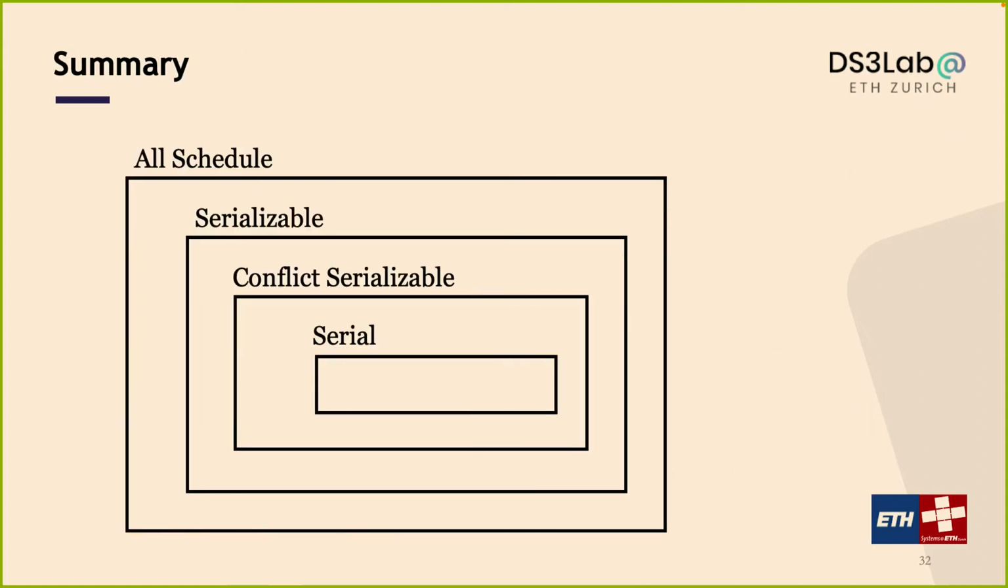And this is the relationship. If you look at all the possible schedules, some of them are serializable, some of them are conflict serializable, and some of them are not. OK, so this is the relationship.